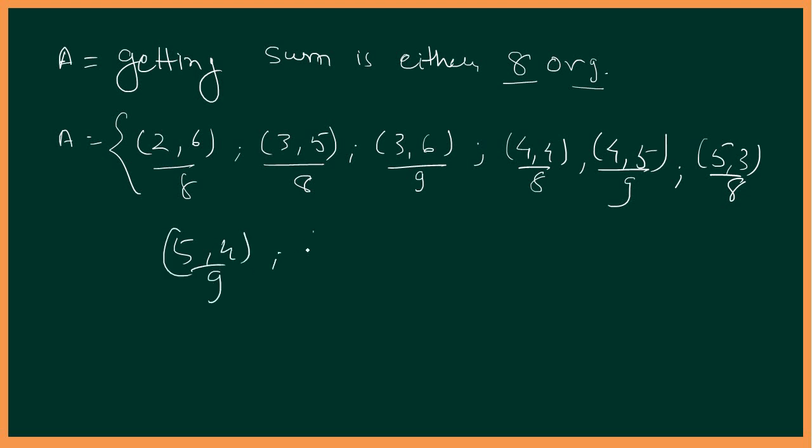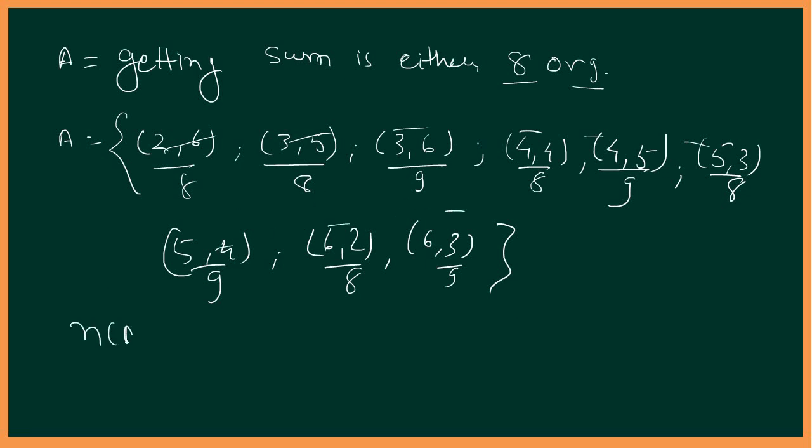We can write 6 2, sum will be 8. We can write 6 3, sum will be 9. So these are the only possible events. So let's count the number of possible events. 1 2 3 4 5 6 7 8 9. So there are totally 9 outcomes where our sum will be either 8 or 9.